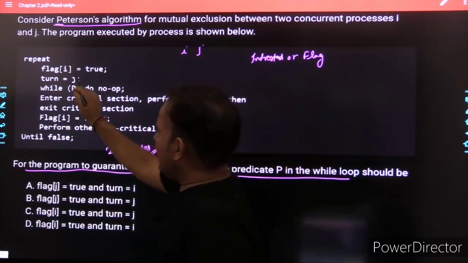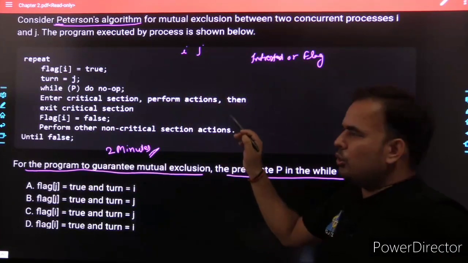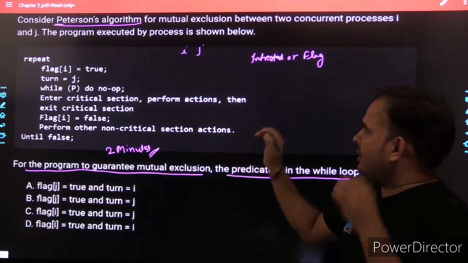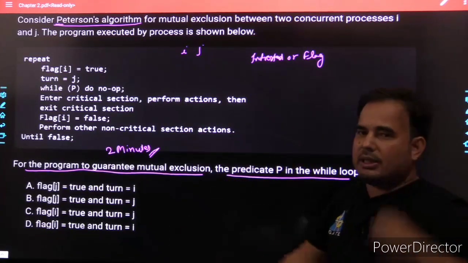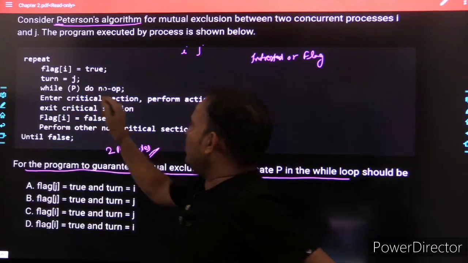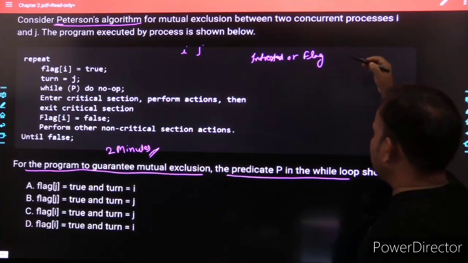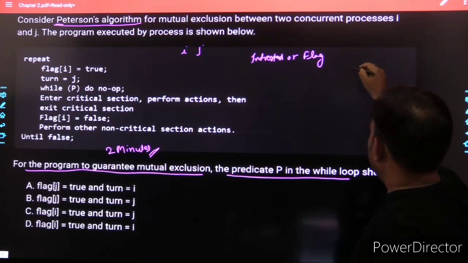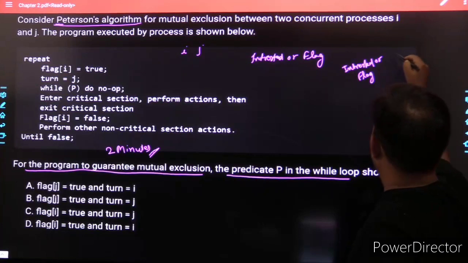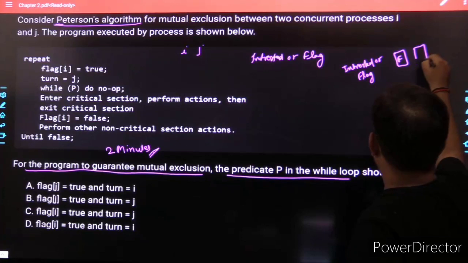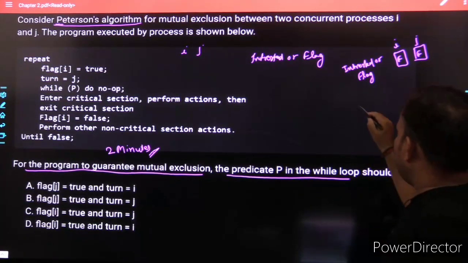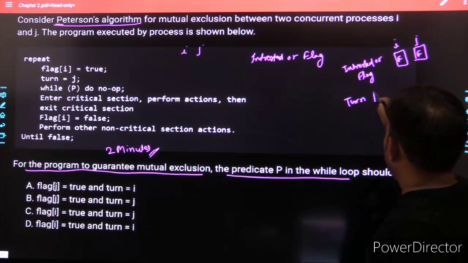So I am going to execute this code. Suppose I want to go into the critical section. I is the interested process which can go into the critical section. So flag of I equal to true. First, in the Peterson solution, we need to take the interested variable. Here they are using the flag variable. The value is false for both I and J. Here this is I, this is J. And here we are using the turn variable.